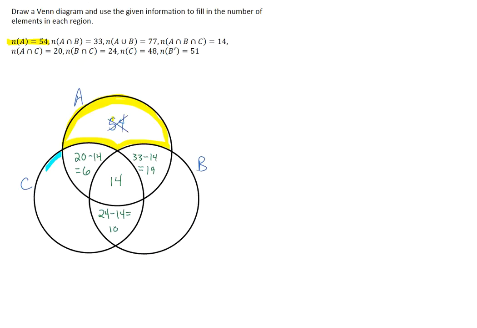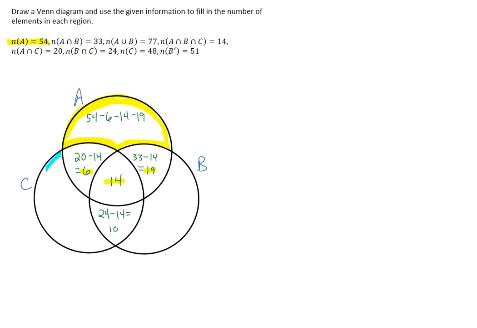because that is everything for A. That includes the 6 I came up with here, the 19 I came up with here, and the 14 I came up with here. So what I need to do is take my 54 and subtract off the A regions that I've already found the cardinality for. In other words, I need to take 54 minus 6 minus 14 minus 19. Notice I'm not using any of these numbers. I'm only using the cardinality for that region that I've previously determined.